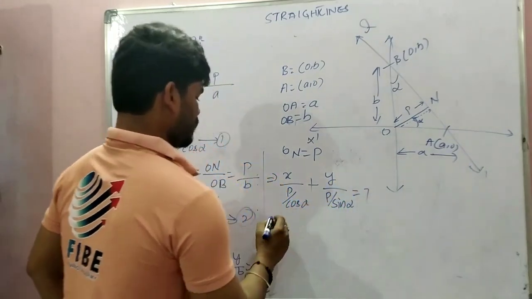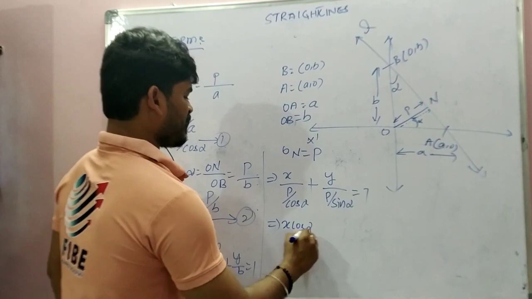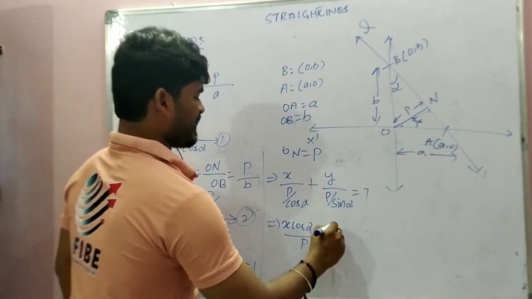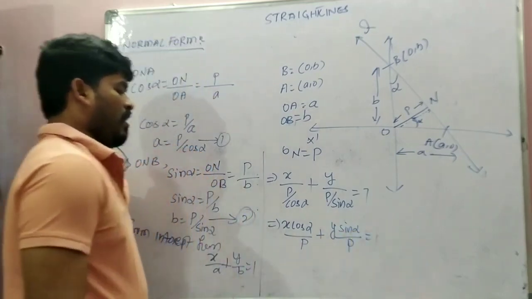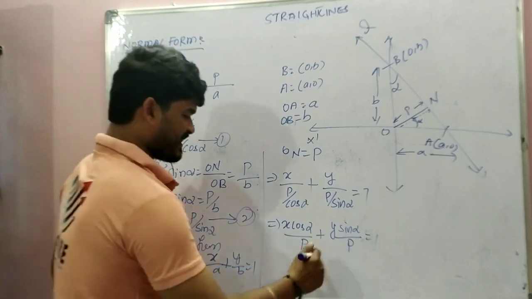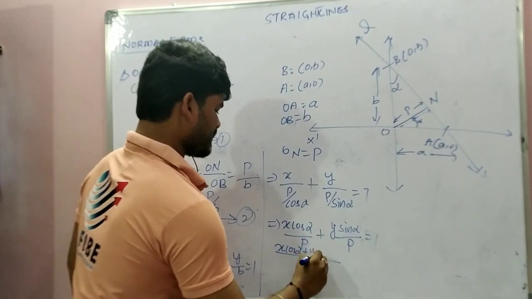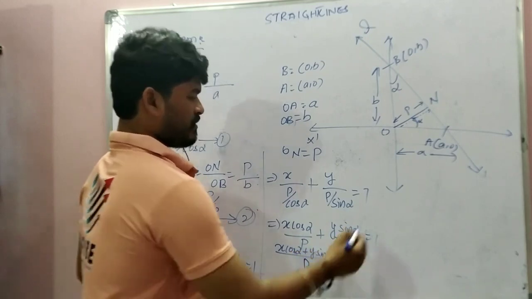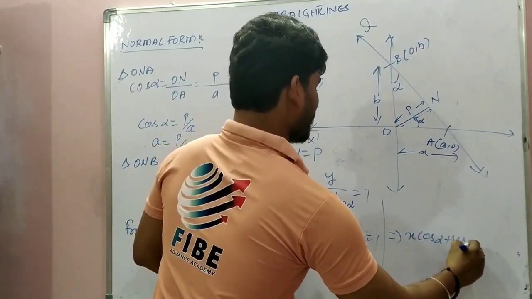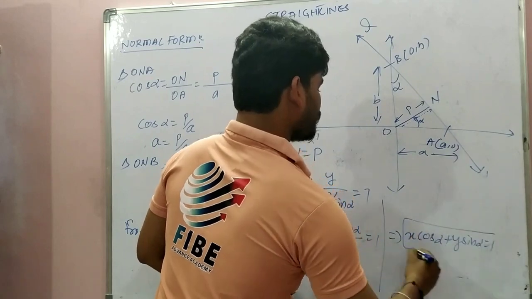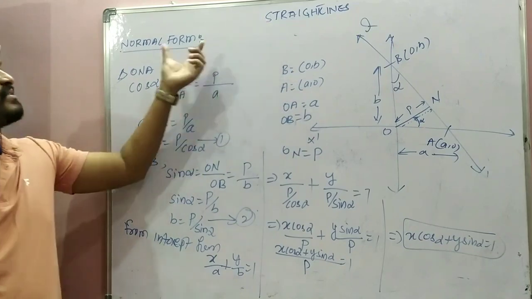equals 1. Taking the reciprocal, x cos alpha divided by p plus y sin alpha divided by p equals 1. Taking the LCM p, we get x cos alpha plus y sin alpha equals p. Therefore we get x cos alpha plus y sin alpha equals p. This is the normal form of the straight line.